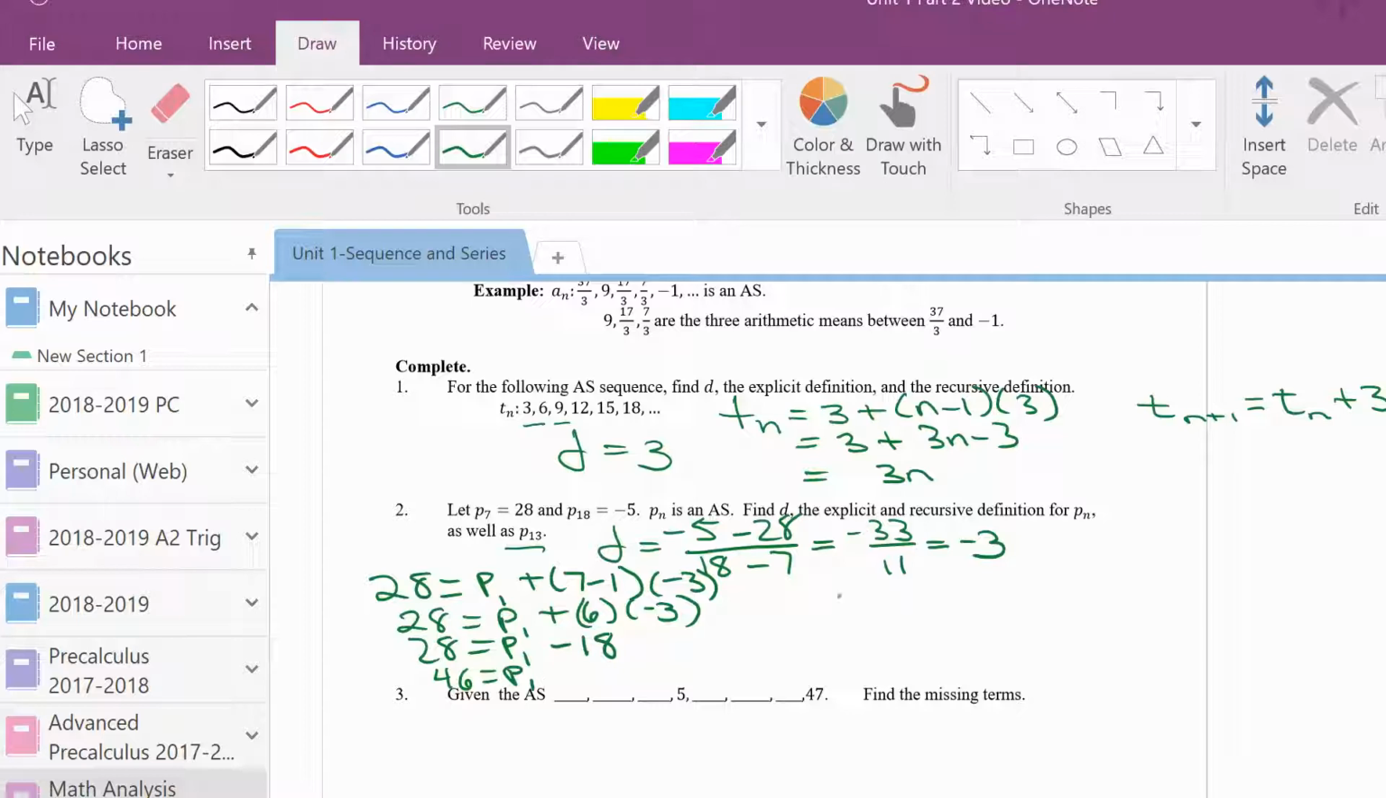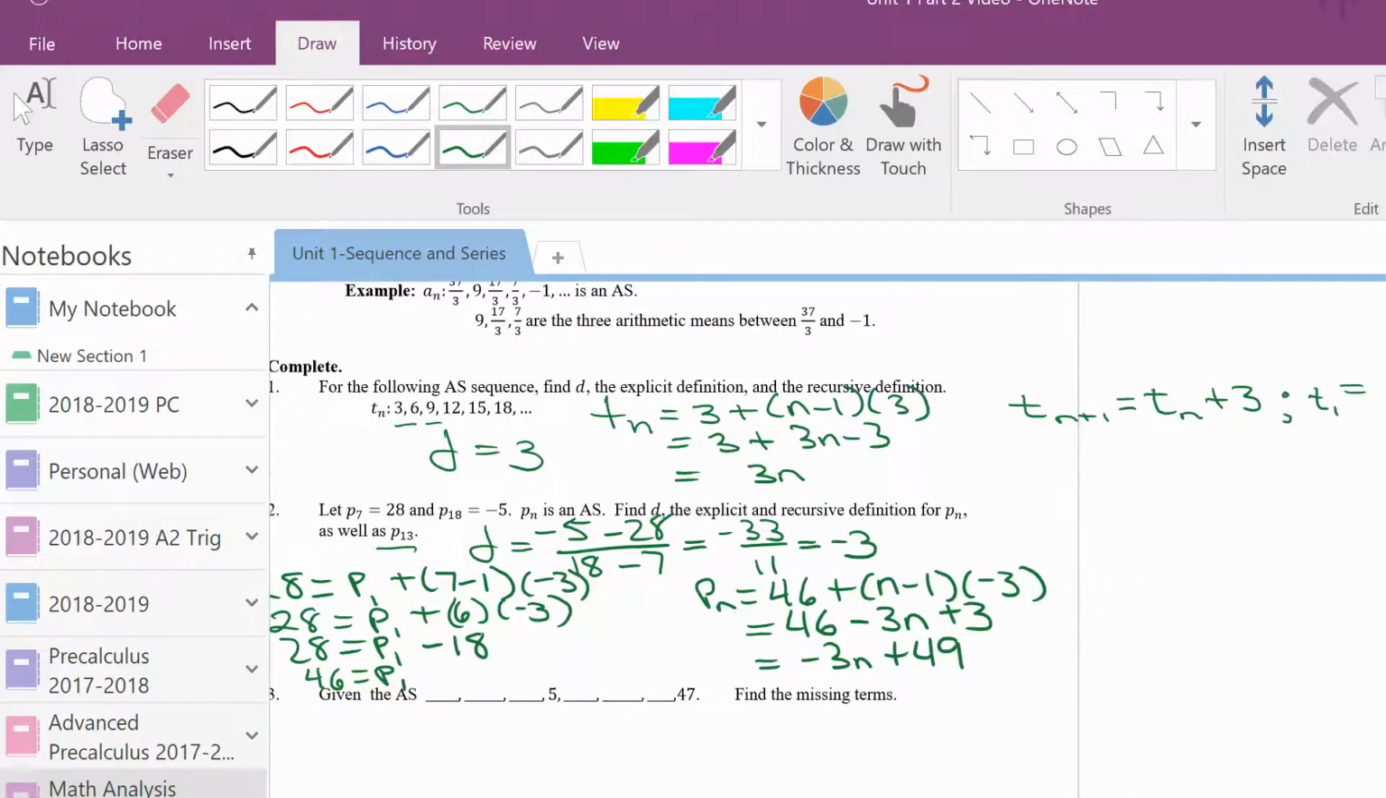So in the explicit definition, t sub n is going to equal the first term, which is 46, plus n minus 1 times negative 3. So it's 46 minus 3n plus 3, which equals negative 3n plus 49. That's the explicit definition. For the recursive definition, to find the next term, we take the previous term and just subtract 3.